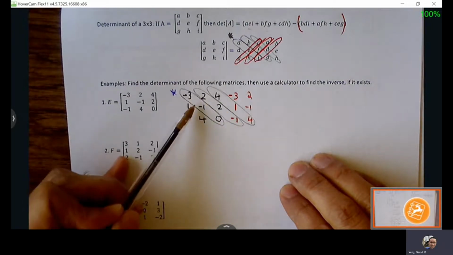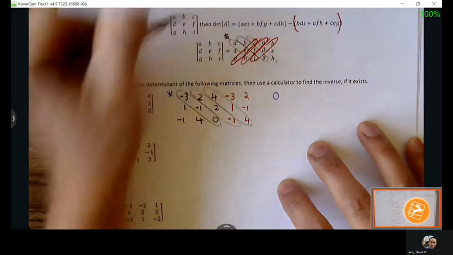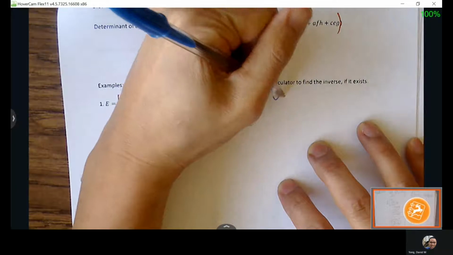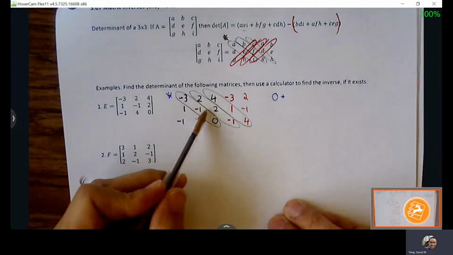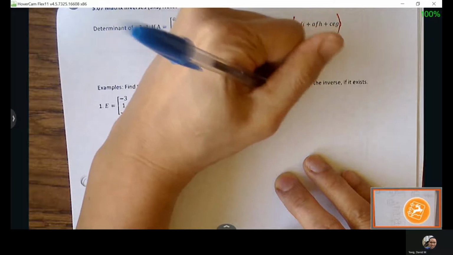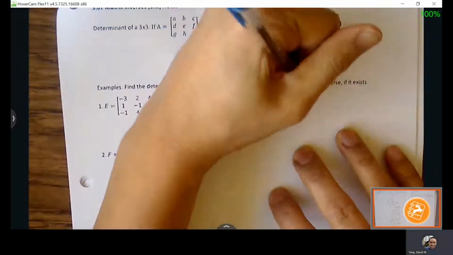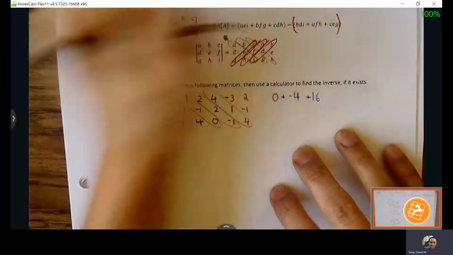Okay, so negative 3 times negative 1 times 0 is what? 0. Plus. Okay, next up, 2 times 2 times negative 1. Okay. And then 4 times 1 times 4. Okay, plus 16. Okay.